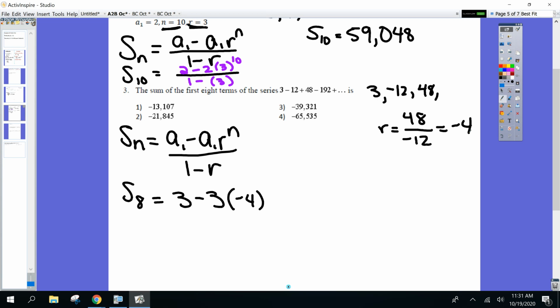What's my N value, Mason, going back? 8. 8 over, and this is why I have you put the R in parentheses, 1 minus -4. Not 1 minus 4, 1 minus -4. There you go, and then go right ahead, guys. All in one fraction template. You can do it.